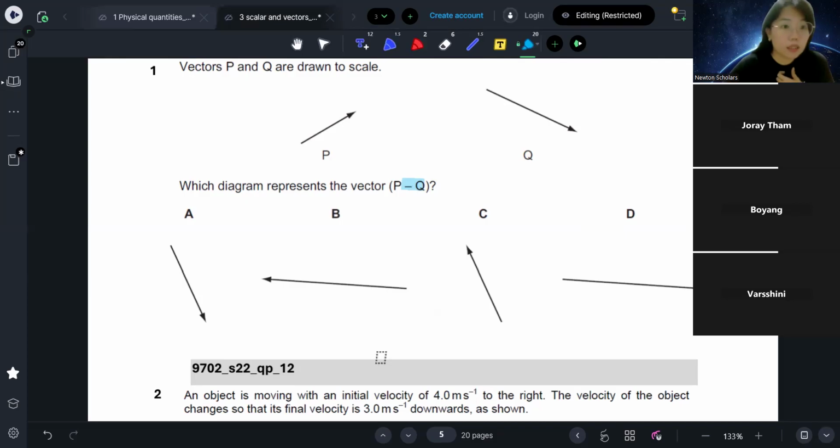C, correct. No, change direction. Very good, Vashini. Then who else? C, correct. Joray, Junho, Boyang, is it okay? The answer is C. If okay, then we just go down. Do I need to explain? If you need me to explain, then let me know. If not, I assume everybody is okay with the question. So the answer will be C.